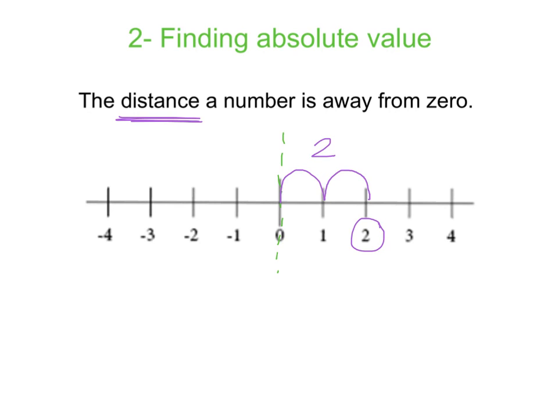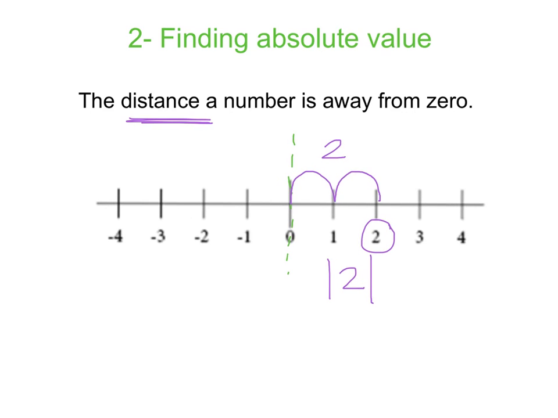How we write absolute value is by having a straight line, the number, and then a straight line. These are a different set of parentheses. So we know that the absolute value of positive 2 is equal to a distance of positive 2.